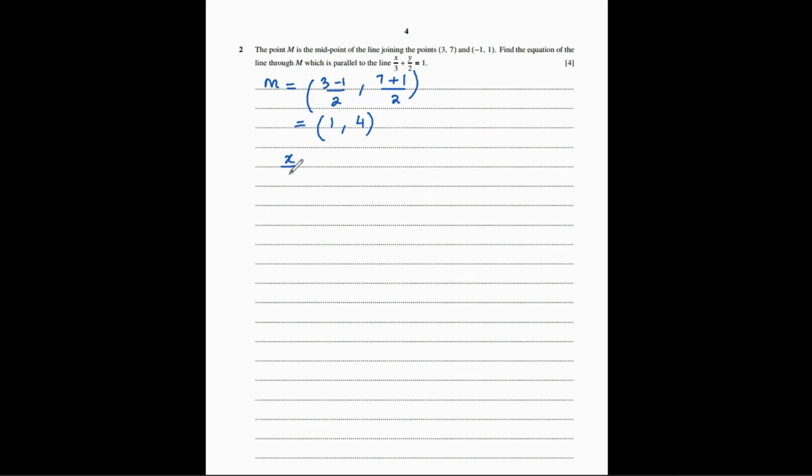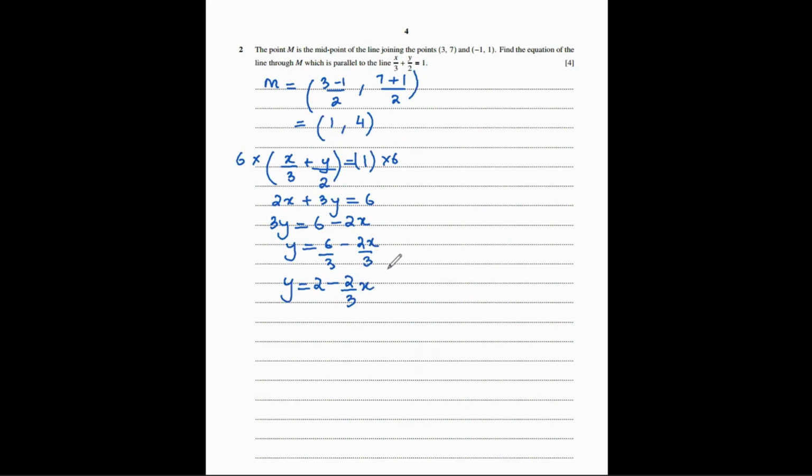So let's now figure out the gradient of this line. Multiply both sides by 6 to get rid of the fractions. That's going to be 2x plus 3y equals 6. 3y equals 6 minus 2x. y equals (6 minus 2x)/3. So that's 2 minus 2/3 x. So the gradient of this line is negative 2/3.